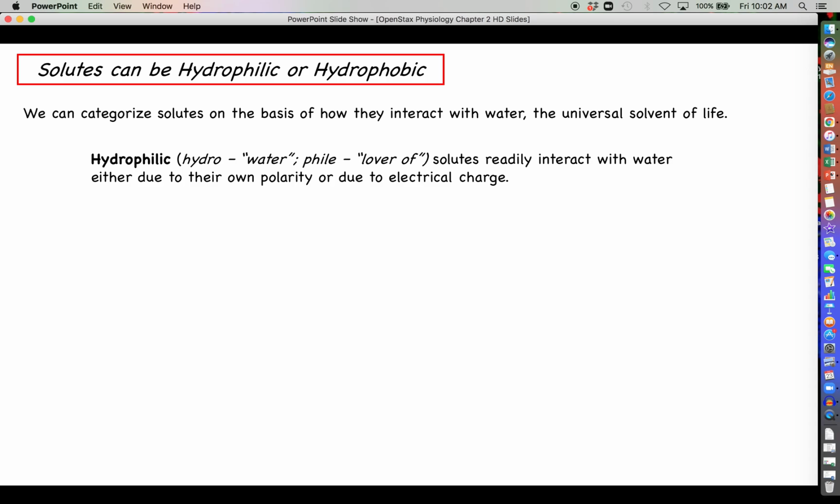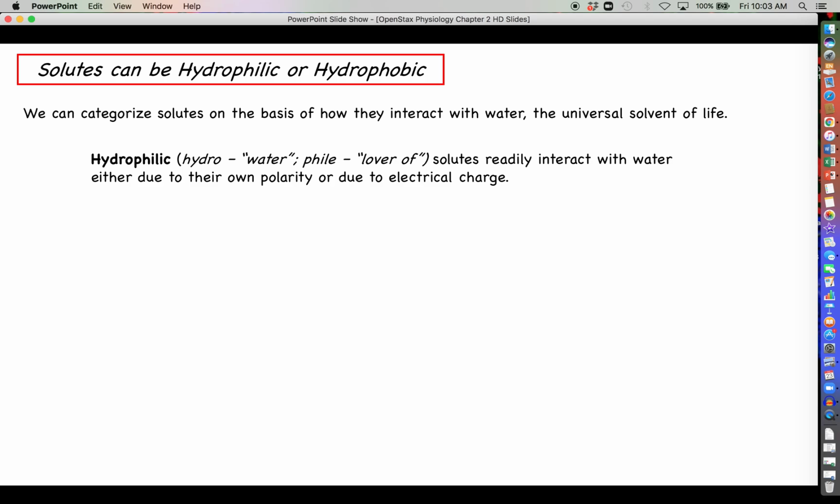The word hydrophilic has two roots to it. Hydro, of course, means water, and the word phile obviously means lover of. If you're a bibliophile, you love books. If you're an audiophile, you're a great appreciator of music or sound. So a philia refers to a great appreciation or a great love for something. So if a solute is very hydrophilic, it has a great and deep love and affinity for water.